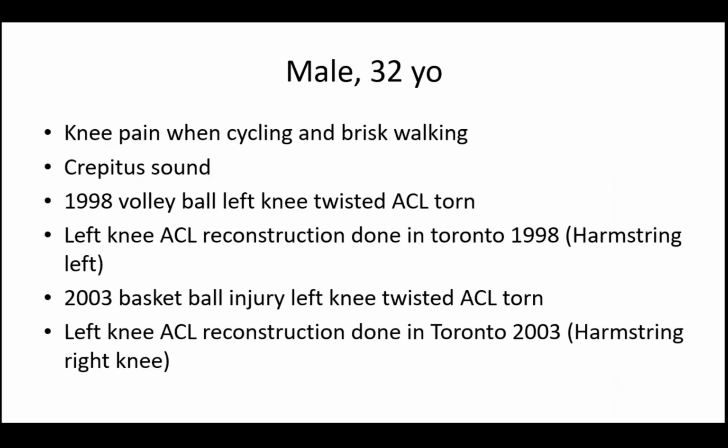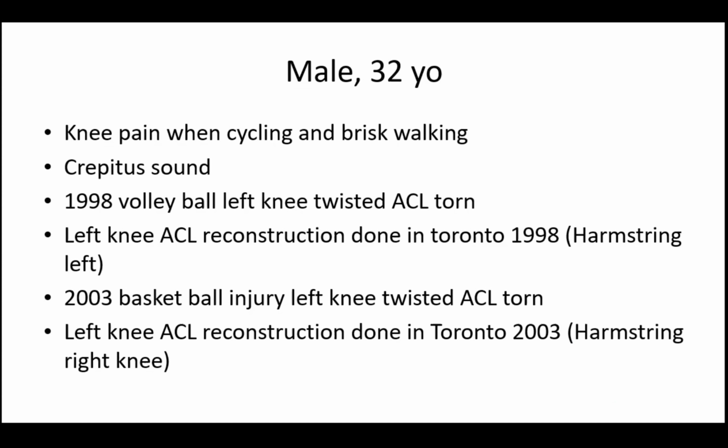This second patient, 32 years old, had knee pain when cycling and brisk walking. He had two ACL reconstructions done in Canada. He's a Canadian. In 1998, volleyball injury, torn, twisted. He had an ACL reconstruction done with hamstring. In 2003, he re-injured his knee, twisted, and then a hamstring reconstruction was done using the other knee. Just imagine, the other knee.